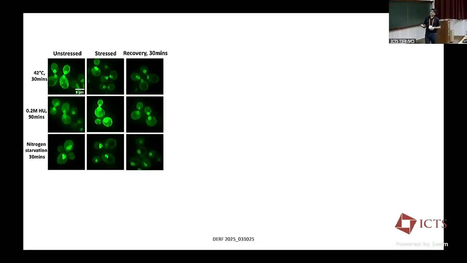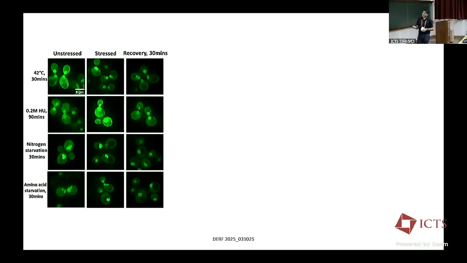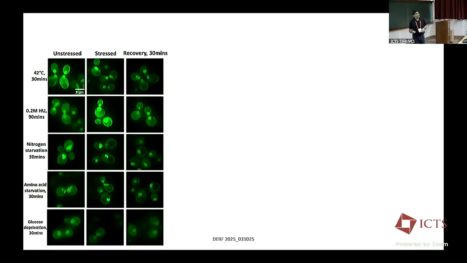Same thing with nitrogen starvation, amino acid starvation, and also glucose deprivation. All of these stresses, by the way, lead to global translation repression, and thereby you would expect that they would affect many of those RNA binding proteins of our interest because many of them are translation repressors. However, it turns out that the protein really doesn't undergo much change in localization.